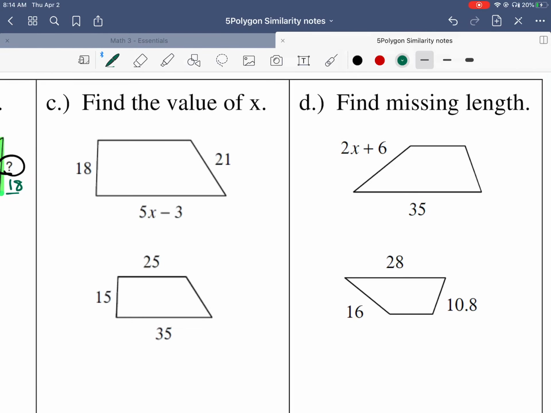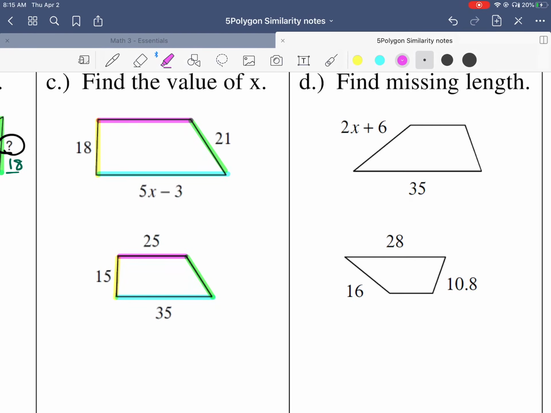C, find the value of x. 18 and 15 are in the same spot. 5x minus 3 and 35. 21 and this unknown side. And last but not least, this unknown side and the 25.